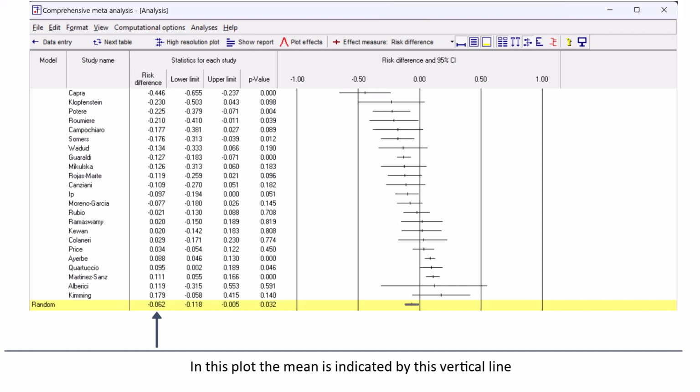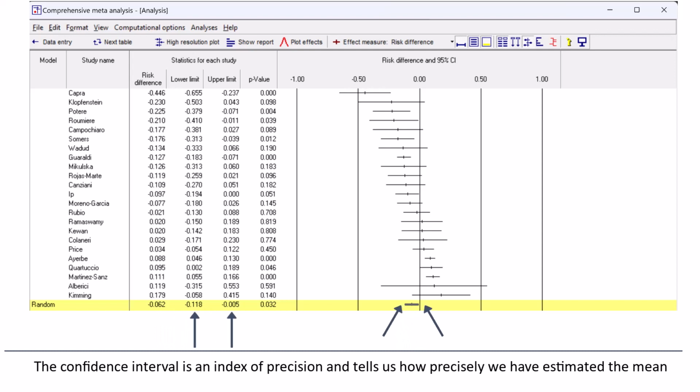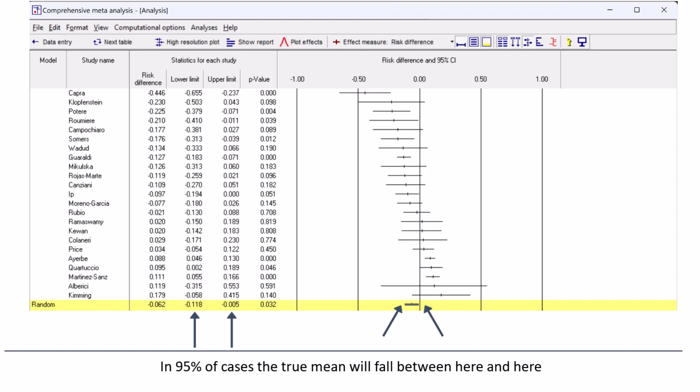In this plot, the mean is indicated by this vertical line, and this is bounded by a horizontal line that represents the confidence interval. The confidence interval is an index of precision and tells us how precisely we've estimated the mean. In 95% of cases, the true mean will fall between here and here. The confidence interval excludes 0, so we can conclude that the drug is associated with an increase in survival on average.